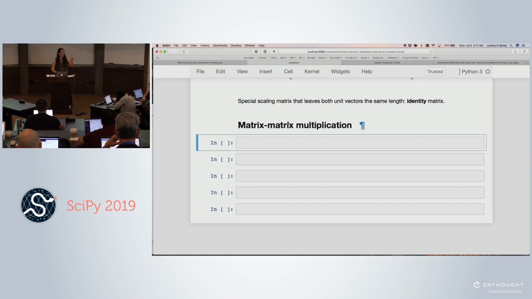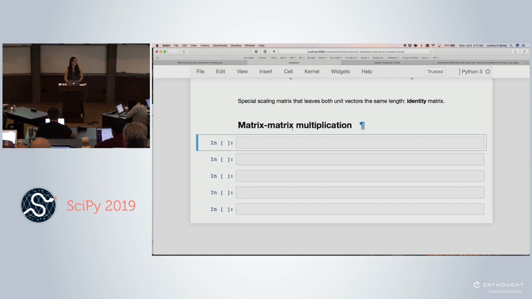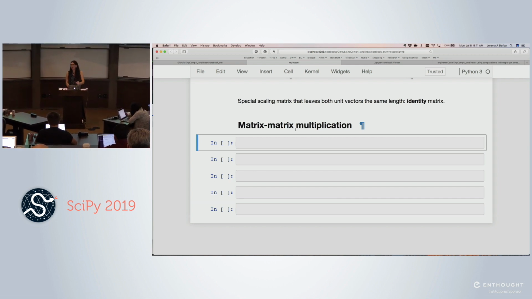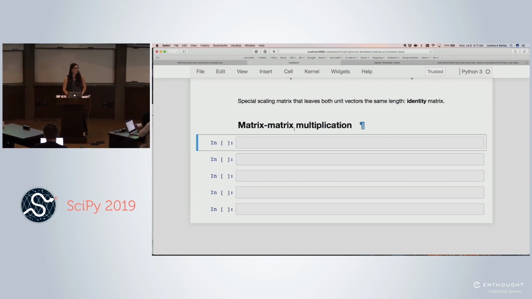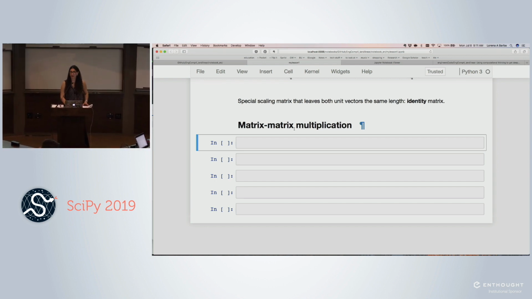All right, we'll take a break after this next topic, which is matrix multiplication. So if you have a question, we can discuss it. Then we'll take a 5-minute break, okay?